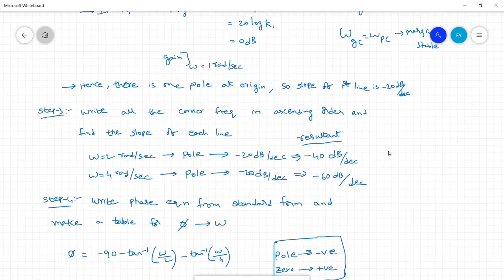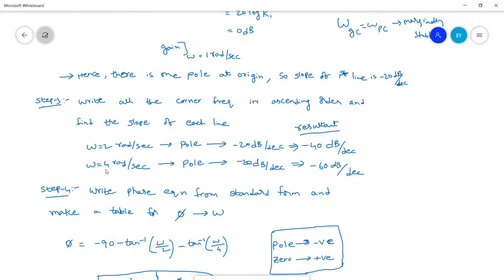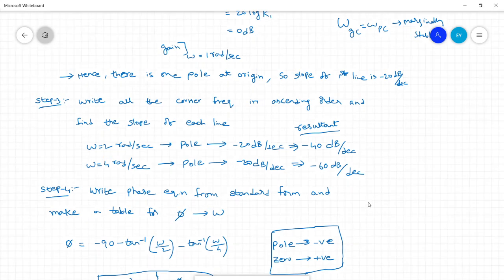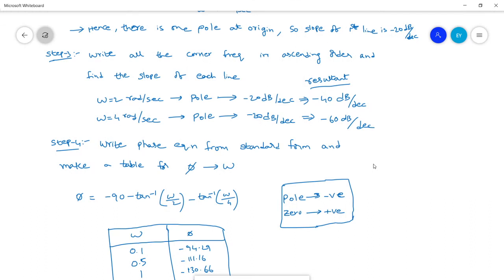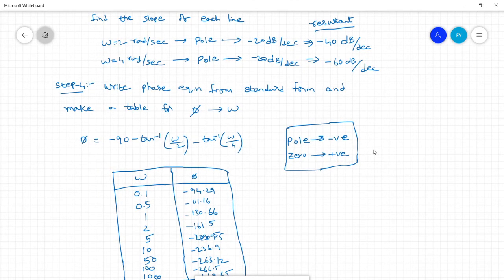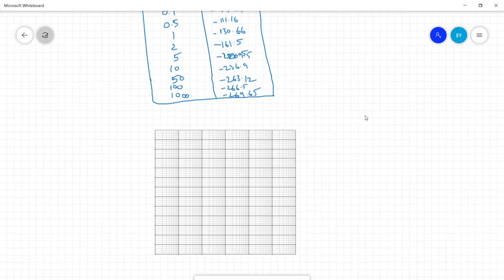Okay. Then at omega equal to 4 radians per second, another pole is contributing minus 20 dB, and the resultant will be minus 40 minus 20, that is minus 60 dB. Right? So this is how we get the phase plot and gain plot. We will draw the gain plot and come back to the phase plot again. Right? So we'll separately draw the phase plot and gain plot.